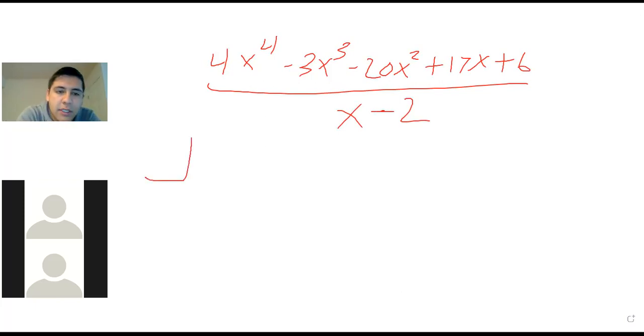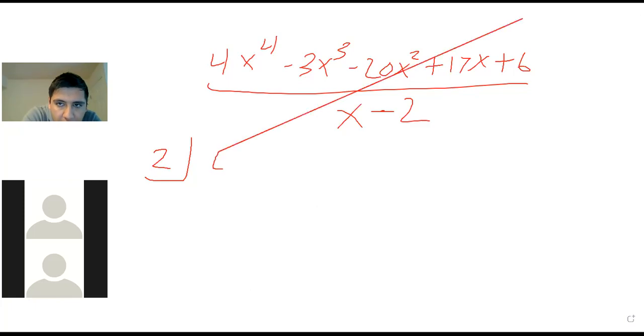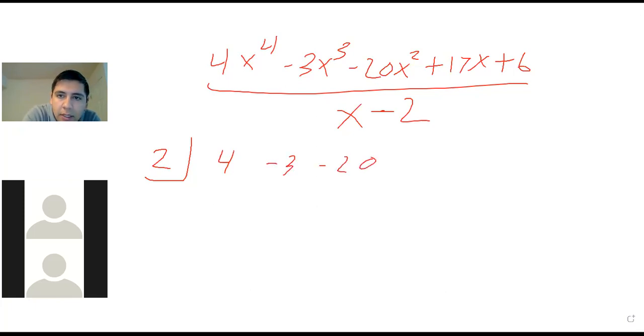So again, the first question is, what's the number that goes into that square? A positive 2, because x minus 2, we set it equal to 0. That should be positive 2. And the numbers that go in here, we would have 4, -3, -20, 17, and 6.